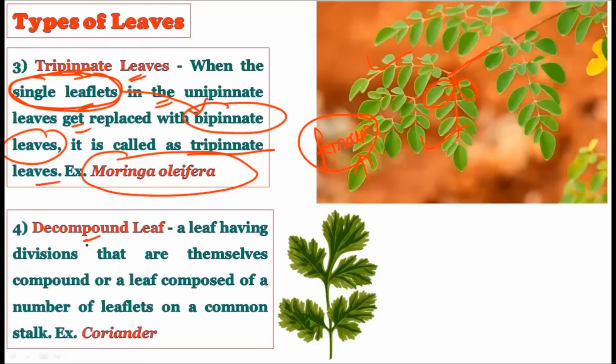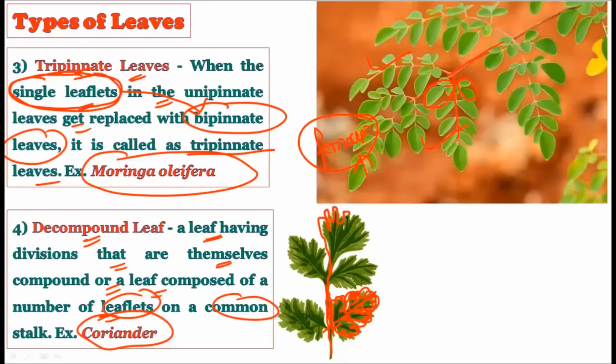Now the fourth one, called the decompound leaf, is a leaf which has divisions that are themselves compound, or a leaf composed of a number of leaflets on a common stalk. There is a common stalk, and the number of leaflets arising out of it is so many that it is classified under the heading called decompound. For that we have the example of coriander. A single rachis is there, and out of it many compound leaves come out, and hence this type of condition is called the decompound leaf.